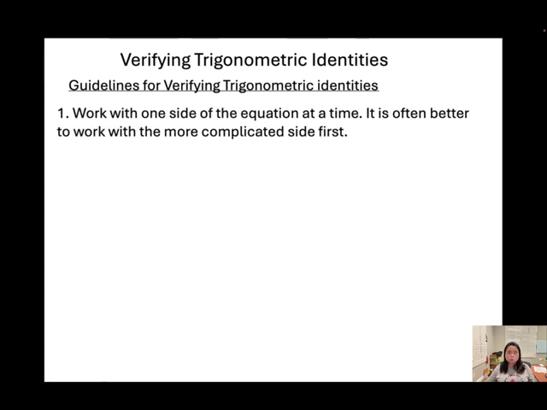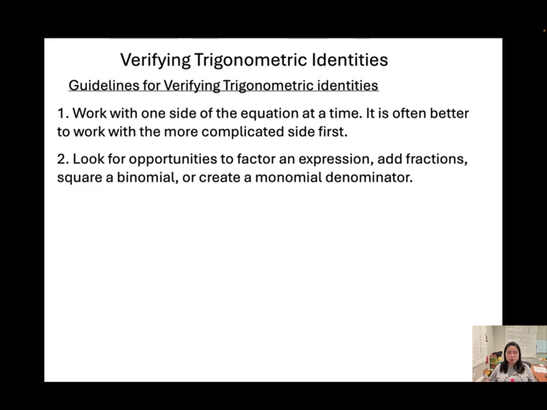First, work with one side of the equation at a time. It is often better to work with the more complicated side first. So you have the equation, you look at it, decide which part is more complicated, and then start with that part.